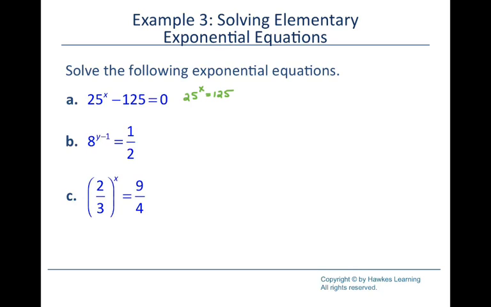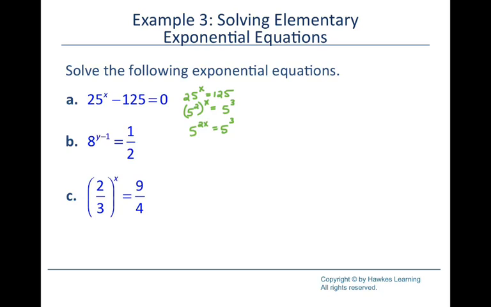Now, we need a common base. Well, 25 is 5 squared. So that's 5 squared to the x power. And 125 is 25 times 5, so it's 5 cubed. Now, if you remember from exponents, when you have parentheses raised to a power, that becomes 5 to the 2x equals 5 cubed. And so from there, it's pretty simple to solve.